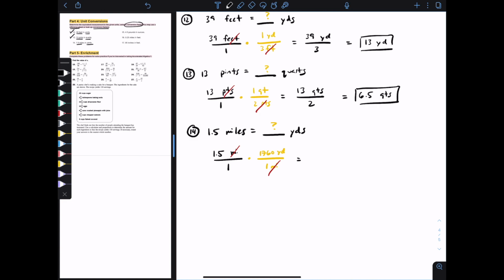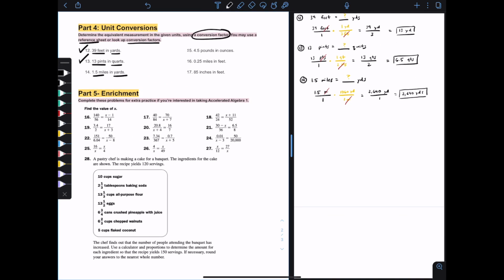1.5 times 1,760. Half of that's 880, plus that. Okay, that's about 2,640. I think it's exactly 2,640 yards over 1, which is just 2,640 yards. Okay, so if you go 1.5 miles, that is 2,640 yards. Popping on back over here, number 14 is now done. Let's take a look at 15.